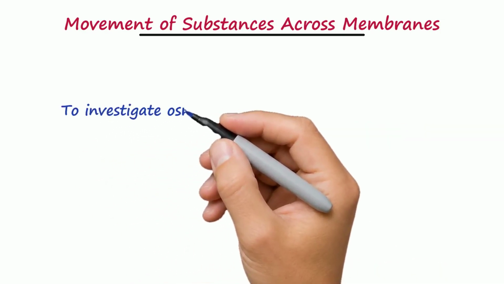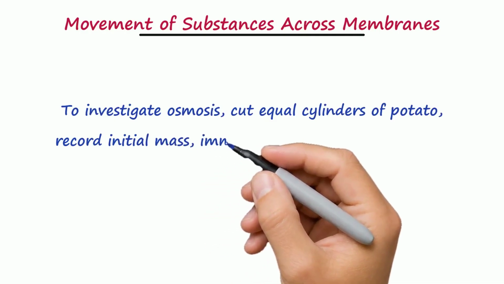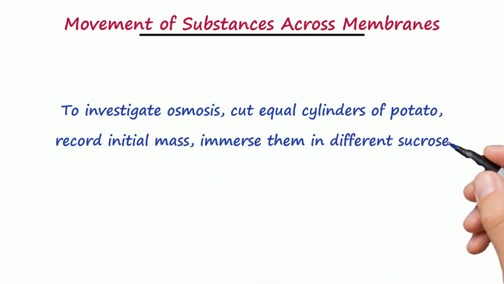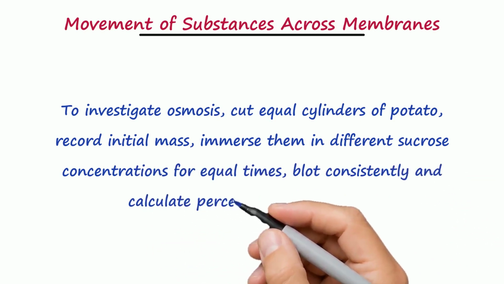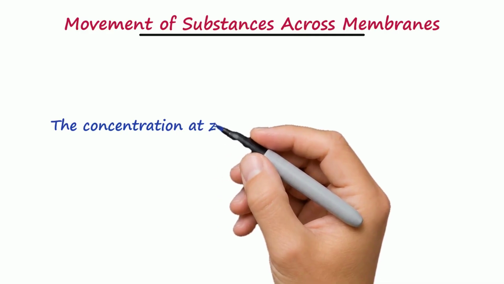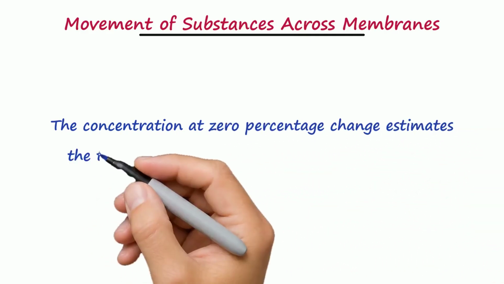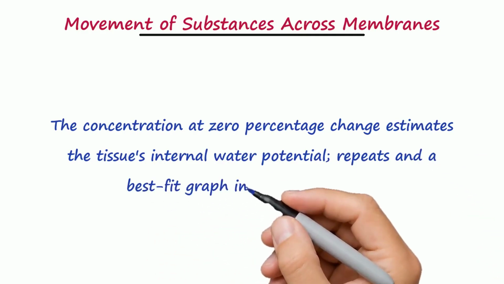To investigate osmosis, cut equal cylinders of potato, record initial mass, immerse them in different sucrose concentrations for equal times, blot consistently and calculate percentage mass change. The concentration at 0% change estimates the tissue's internal water potential. Repeats and a best fit graph improve confidence.